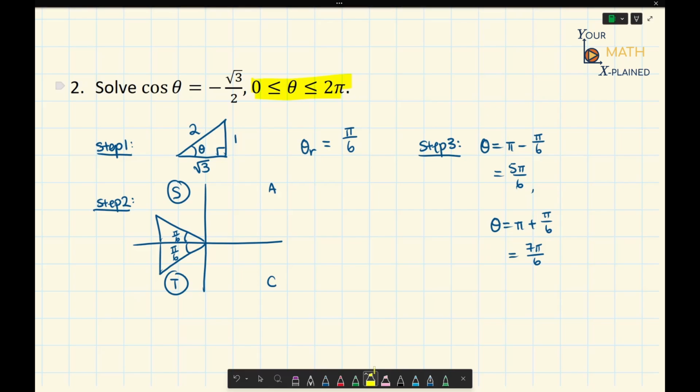So one tiny little difference between this example and our first example is that here our reference angle is not one of our final answers. So make sure you follow these steps because they are crucial in determining the correct solutions.